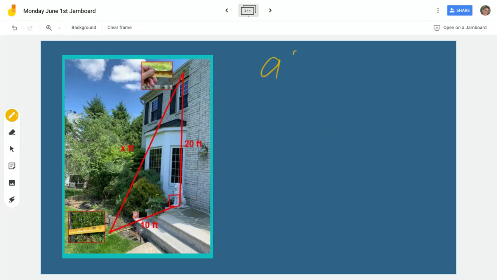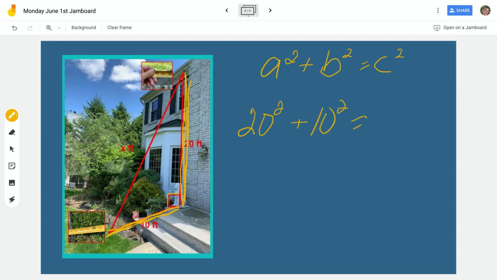So we have a squared plus b squared equals c squared. And the legs of the triangle formed by my house are the height of my house, which is 20 feet, and we can call that a squared. And if we add to that the square of the other leg that creates this 90-degree angle here, we're going to get 10 squared. Altogether, that will give me this hypotenuse, what I'm trying to figure out, which is the length of the ladder I'm going to have to put there so I can reach that hole. And so that is going to give us c squared.